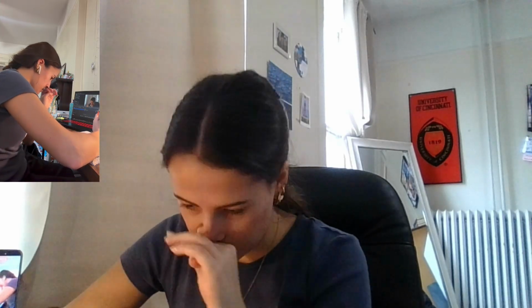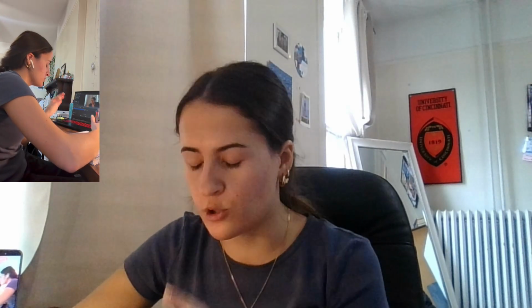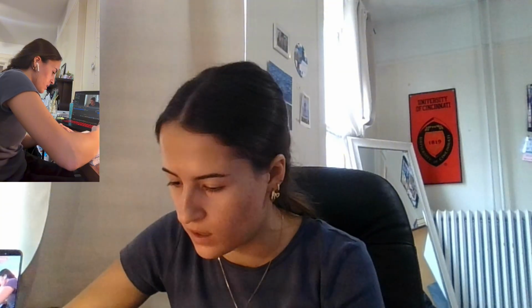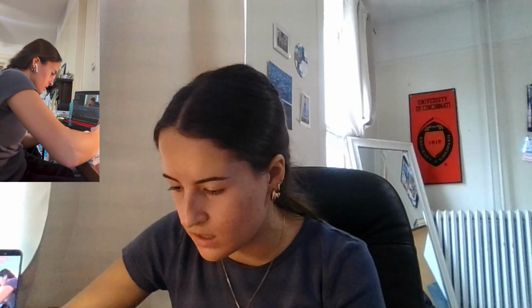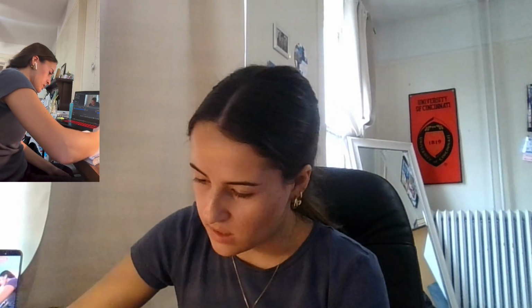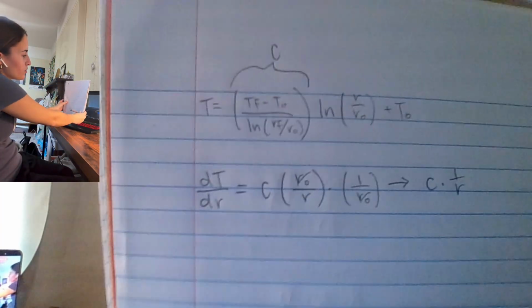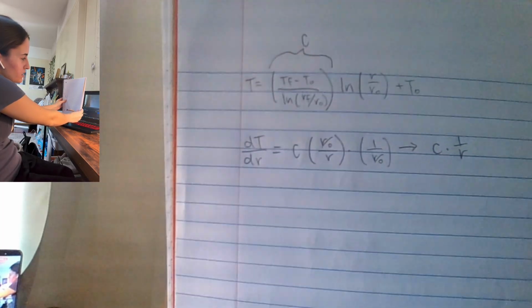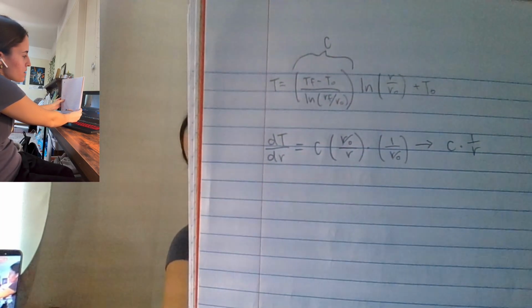times the derivative of the inside, so that'll be 1 over r naught, and then that T naught will go to 0 because it's a constant. So if we simplify this, we get C times 1 over r as our answer for the derivative of delta T, or dT over dr. You get C over r.